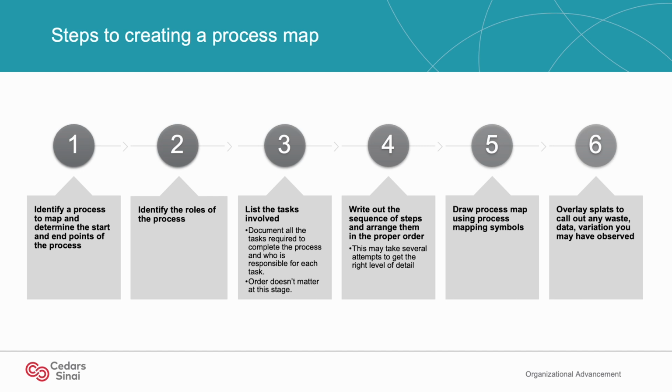So for example, if you're observing a patient's journey through an office visit, the tasks that you would capture could be check-in, rooming, visit, and checkout. The fourth step will be writing out the sequence of the steps in the proper order. So that would mean adding more details to the check-in tasks, such as insurance verification, updating demographics. This may take several attempts or observations to get the right level of detail and order, which is okay. And from there, draw out the process map using the process mapping symbols we reviewed in the previous slide.